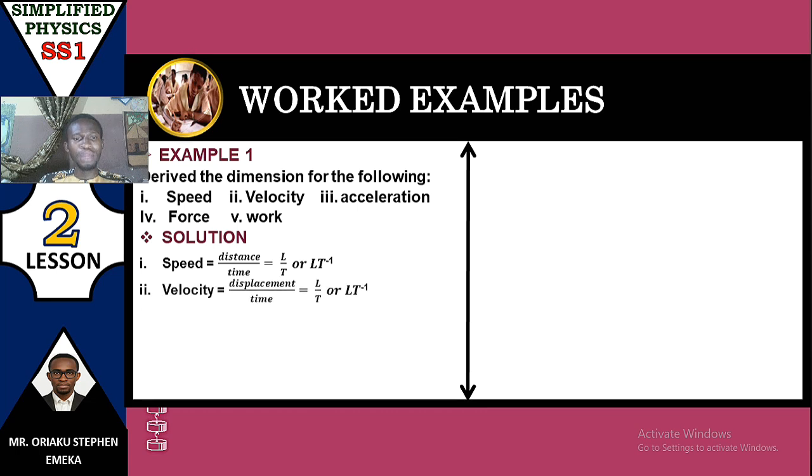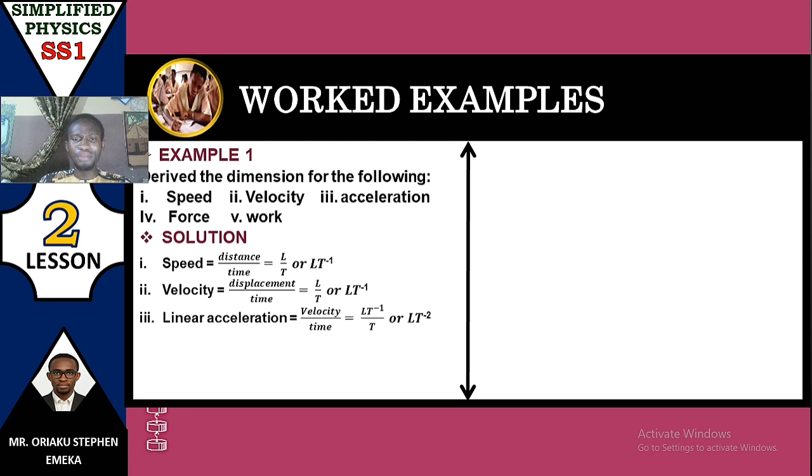So now we go to velocity. Velocity is displacement over time. Displacement is a length, which is L, and time is T. So that is L T minus 1. So both speed and velocity have the same dimension.